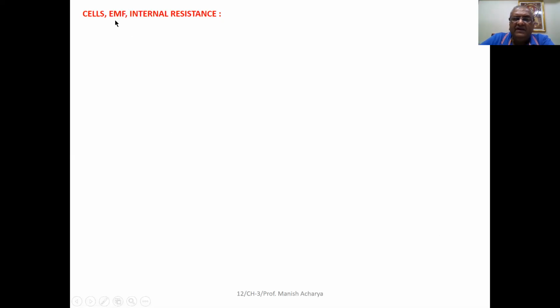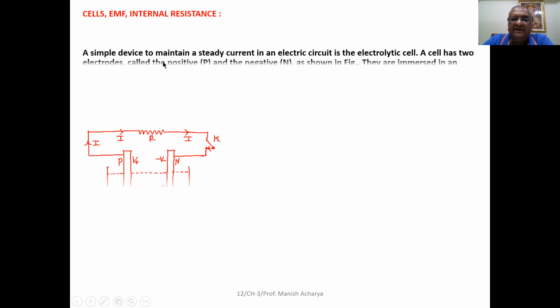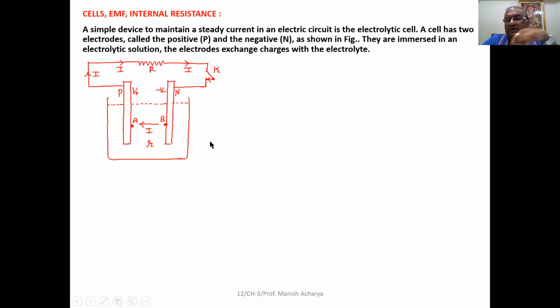The next topic is cells, EMF and internal resistance of the cell. Now, the simple device with the help of which we maintain a constant current in the circuit is called the battery or cell. Here one electrolytic cell is represented in the figure.